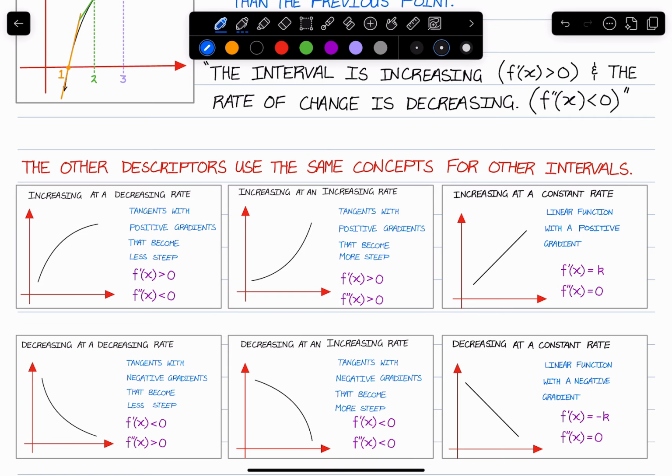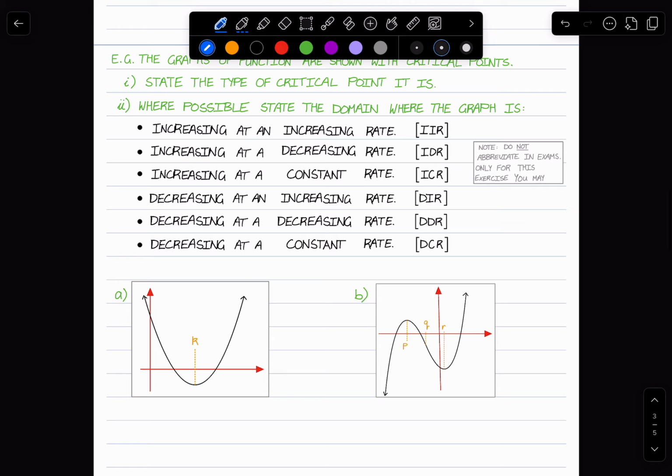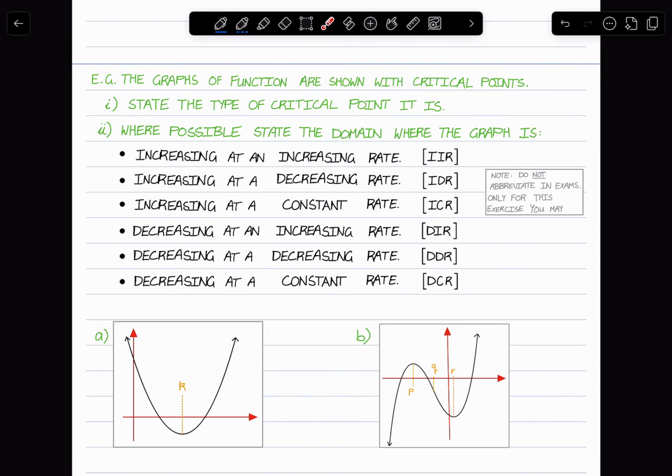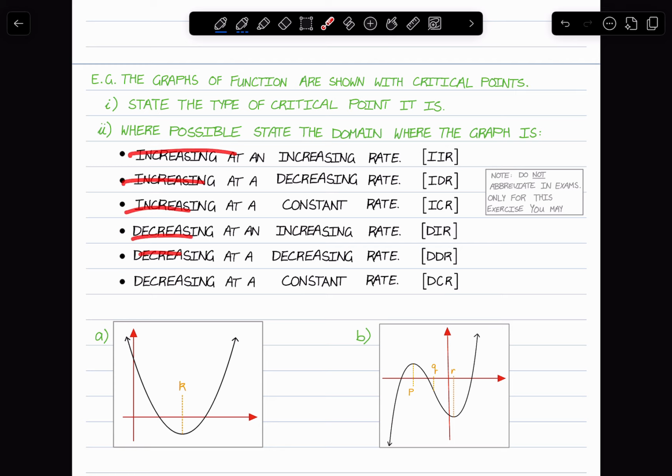And so let's do some examples now. Here we go. We'll just do these two. First, the graphs of functions are shown with critical points labeled. Let's state the type of critical point at these labeled points. And part two, let's label or describe the domain where the graph is one of the 6 things that we've just seen. So increasing at an increasing rate, increasing at a decreasing rate, etc.